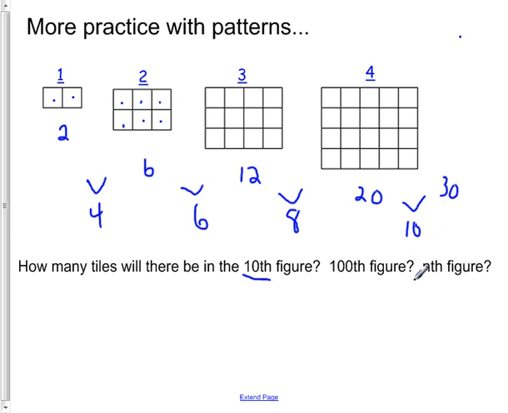So let's look at it a different way. What I notice here is we've got a rectangle, and it's 2 across and 1 tall. On the second shape, it's 3 across and 2 tall. On the third shape, and I'm trying to emphasize that this is the third shape, it is 4 across and 3 down. On the fourth shape, it's 5 across and 4 down.